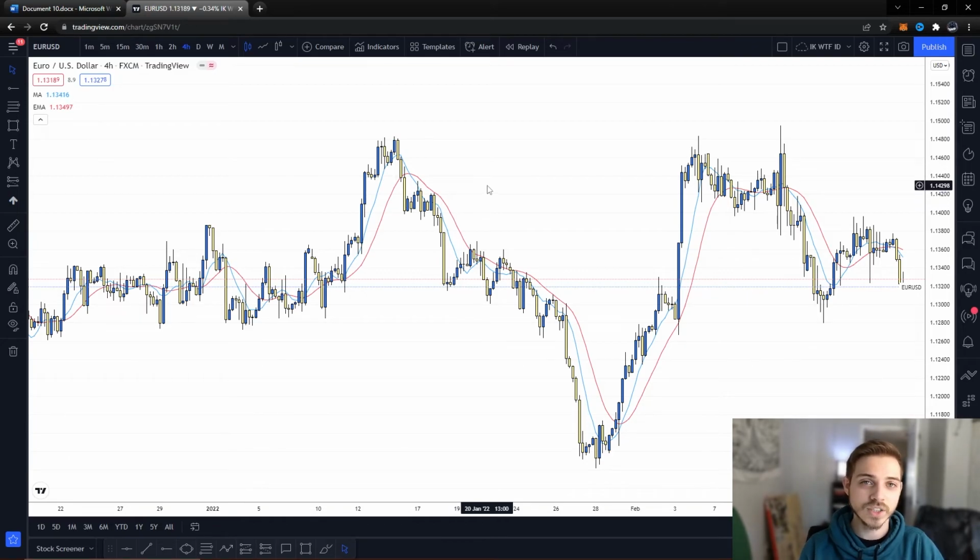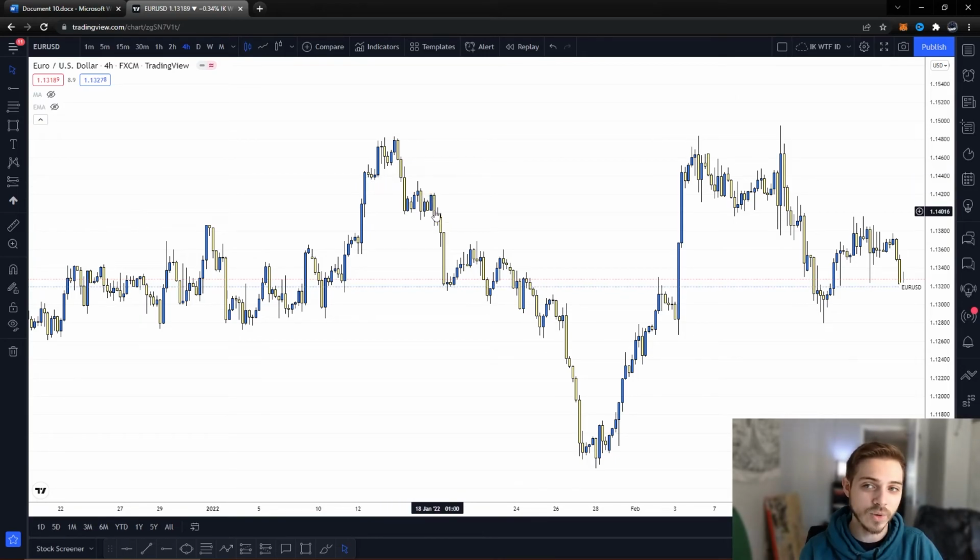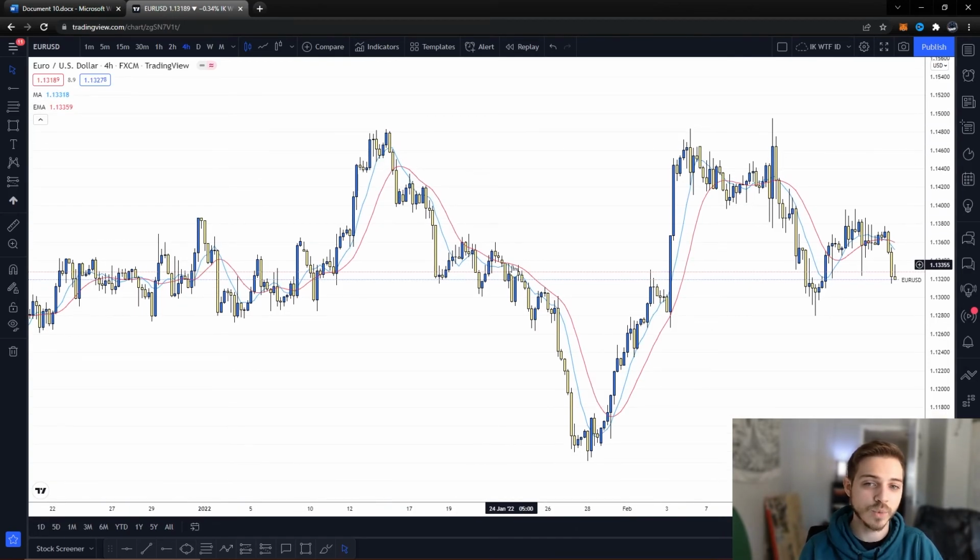Personally, I don't use this anymore because I can simply see what it's giving me. For instance, I can see that this is a retest of this area up here, so I would have taken a trade here anyways. But if you're new, this can really help you see where possible entries are in the market. I just don't use it anymore because I've been trading enough that I can just see it on my own.